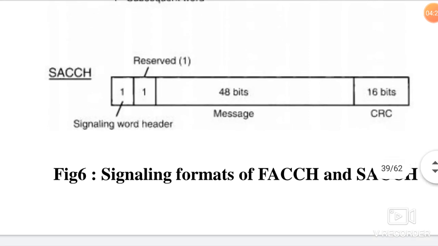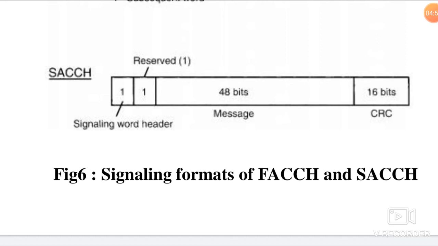And here is the format for your SACCH. In this, one bit is used for signaling and one bit is reserved, 1 bit each. Then 48 bits are allotted for the message and 16 bits are allotted for the CRC. CRC is a cyclic redundancy check.